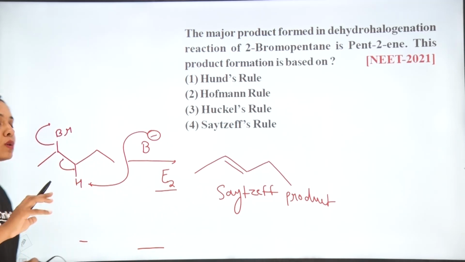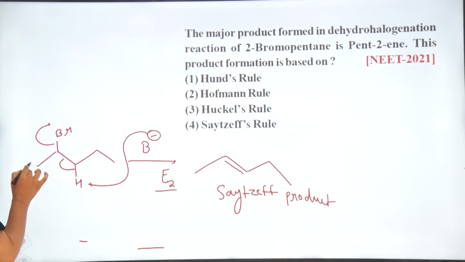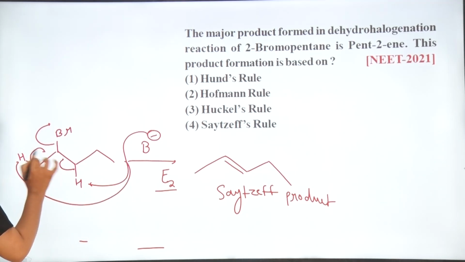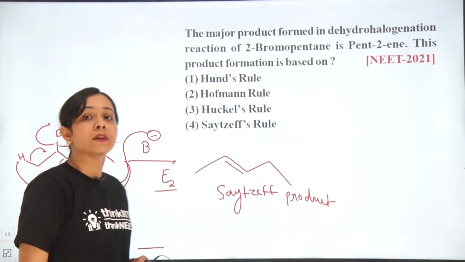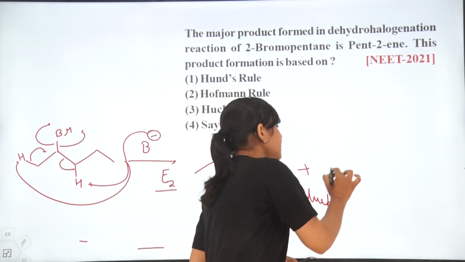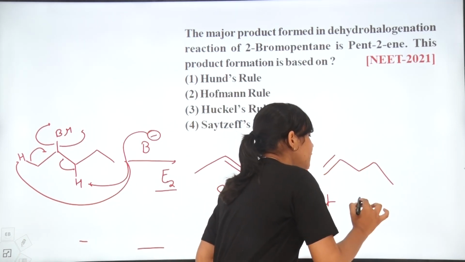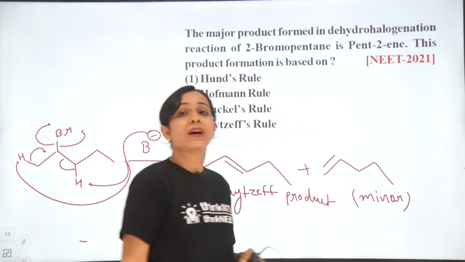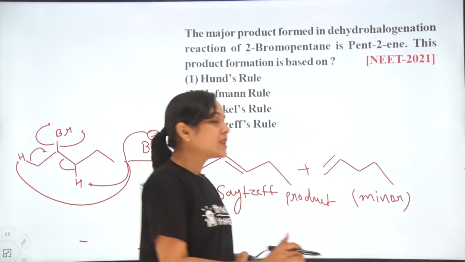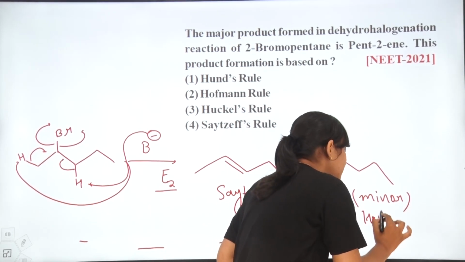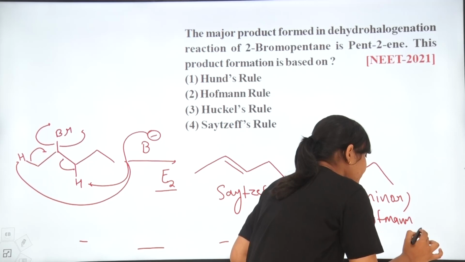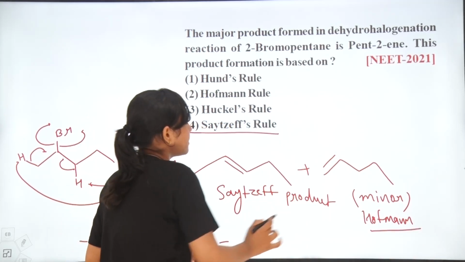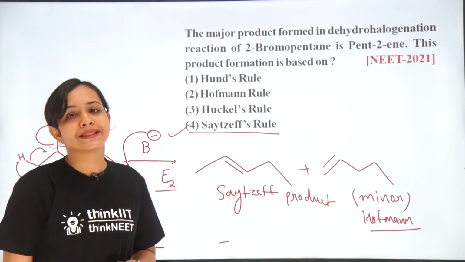Now, one more alkene is also possible. If this base traps the beta hydrogen from this carbon atom, and this bond converts into the pi bond and this Br minus leaves, then we will get another alkene. This is 1-pentene, but it will form in the minor amount because this alkene is the least stable, due to the least number of alpha hydrogens. So this alkene is the Hofmann alkene, okay student. That's why option 4 is the correct answer: major product formation is based on the Saytzeff rule.